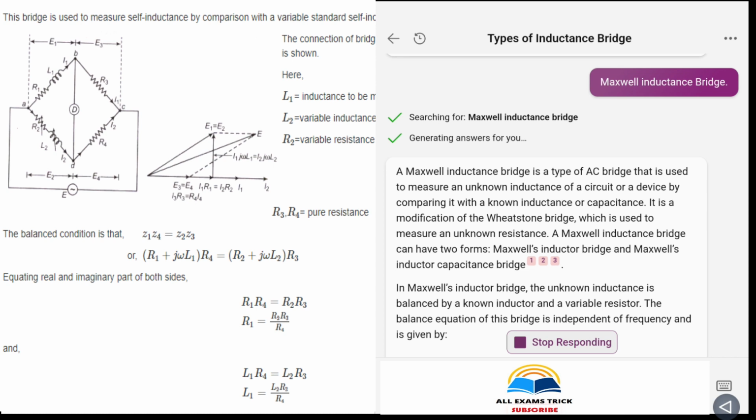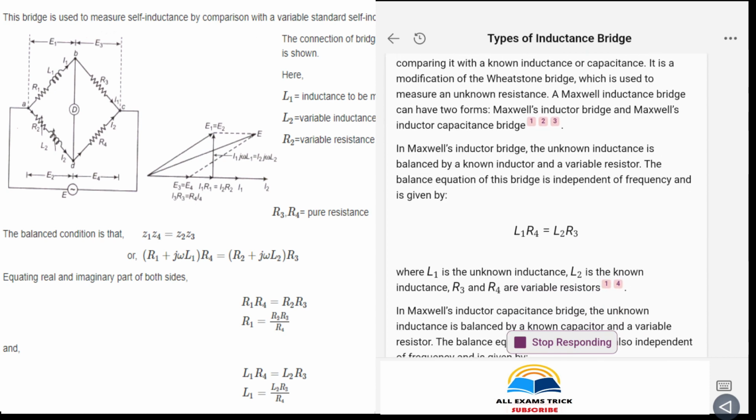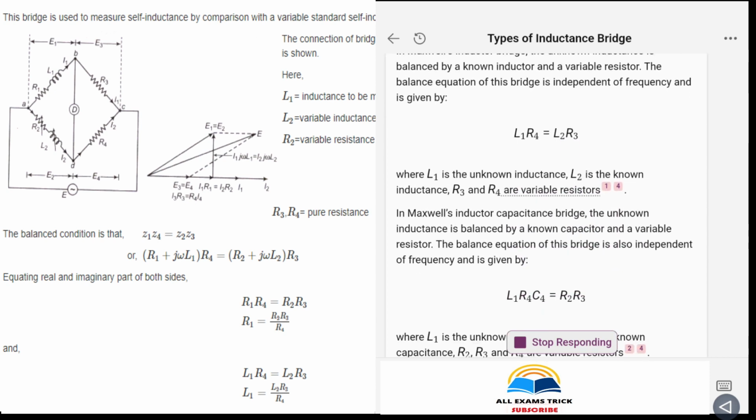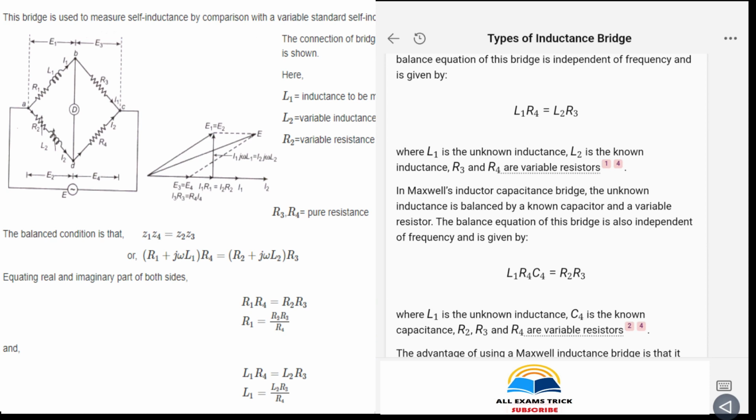In Maxwell's inductor bridge, the unknown inductance is balanced by a known inductor and a variable resistor. The balance equation of this bridge is independent of frequency and is given by the equation, where L1 is the unknown inductance, L2 is the known inductance, R3 and R4 are variable resistors.